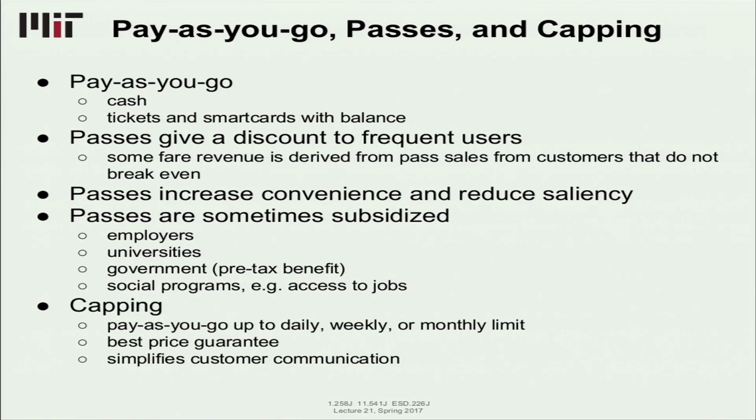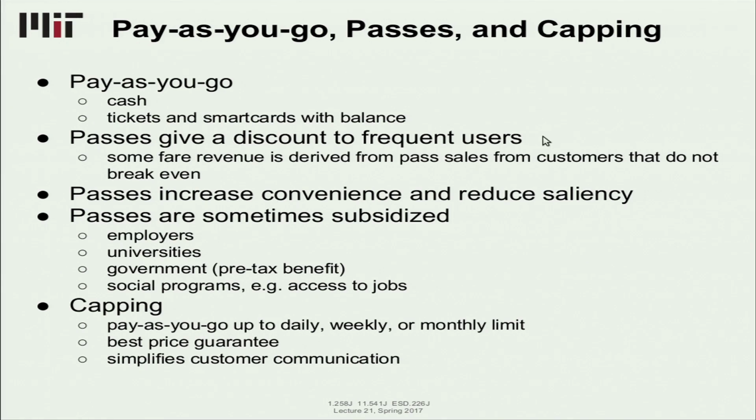Okay, so pay-as-you-go, passes, and capping. Pay-as-you-go is the simplest way of paying for trips. You can do that with cash or with tickets or smart cards that have a balance. So you load some value into the card, and every time you interact with a fare box or fare gate, some amount of that balance is deducted from the card. That's pretty clear, hopefully.